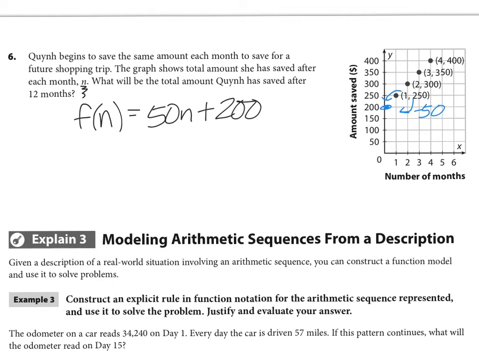So the graph shows the total amount she saved after each month. What will the total amount she has saved be after 12 months? So I put 12 in. So again, I'm going to go to my calculator, go to y equals, put my equation in, 50x plus 200. Go to my table, type in 12 for my x, and I get 800. So the total amount she saved would be $800.